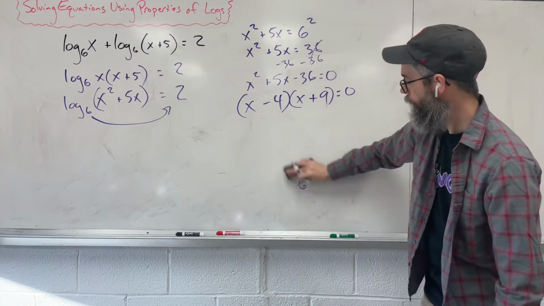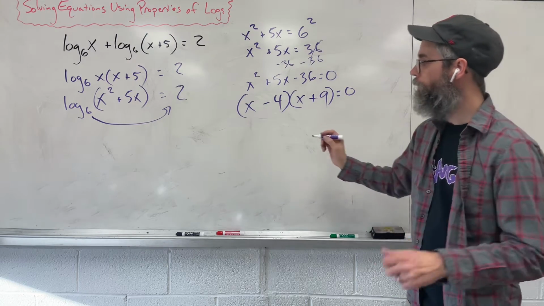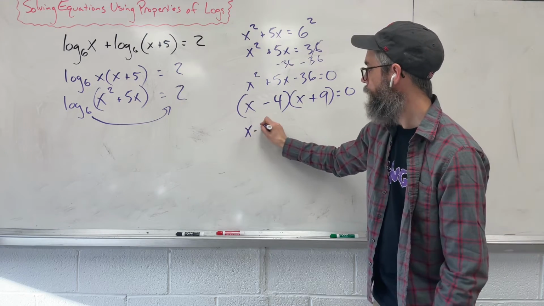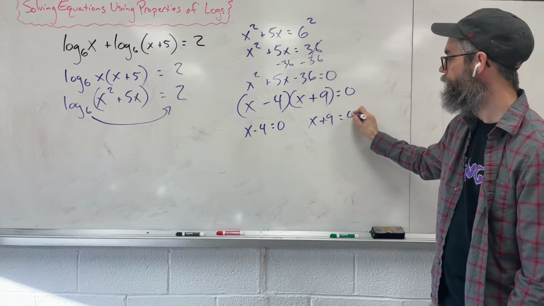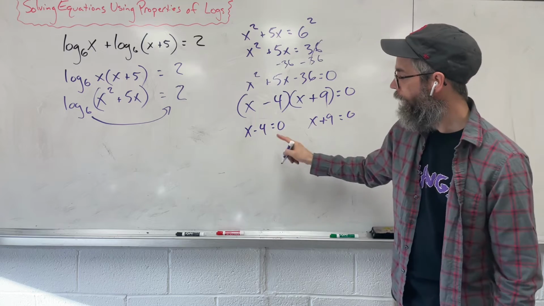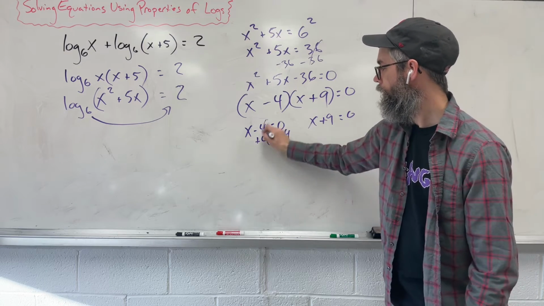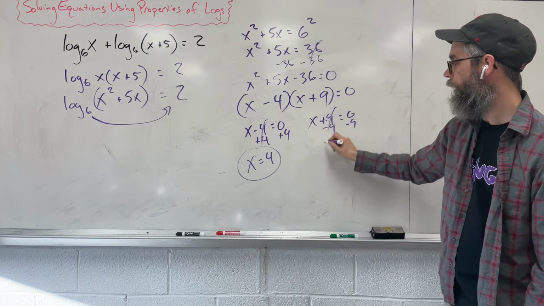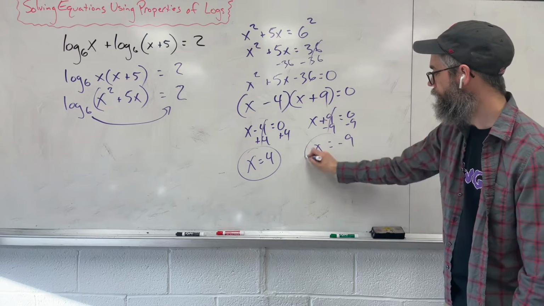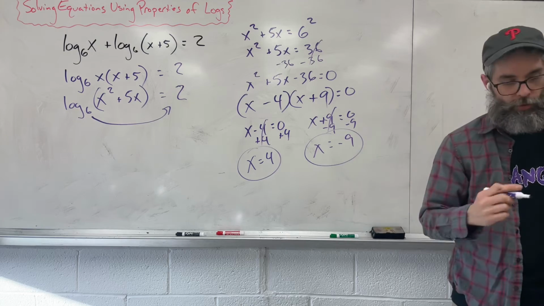Great. Okay, let's solve both. So we have x minus 4 equal to 0, x plus 9 equal to 0. Add 4, x equals 4, good. Minus 9, x equals negative 9. Okay, we have our two answers.